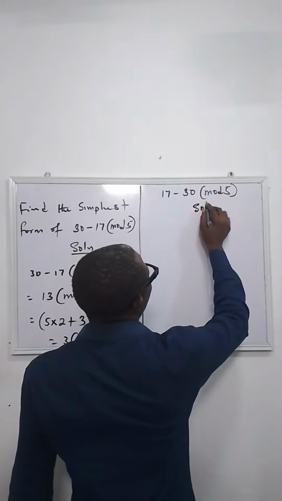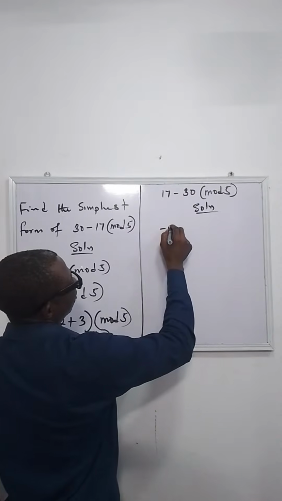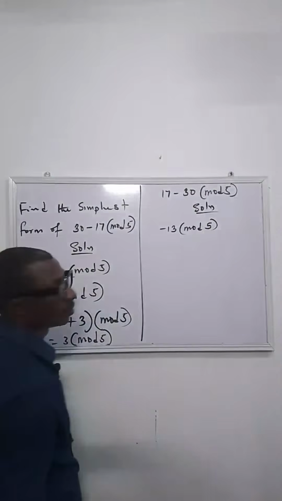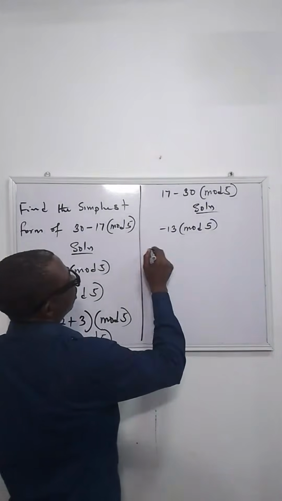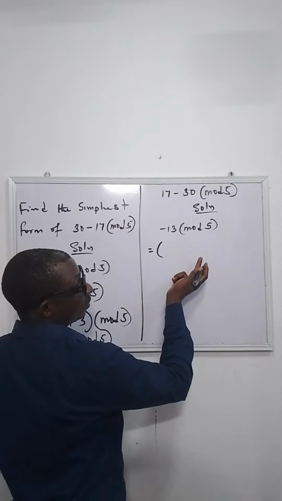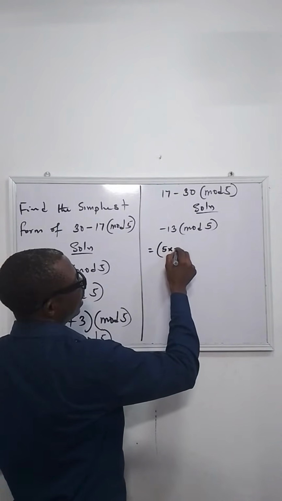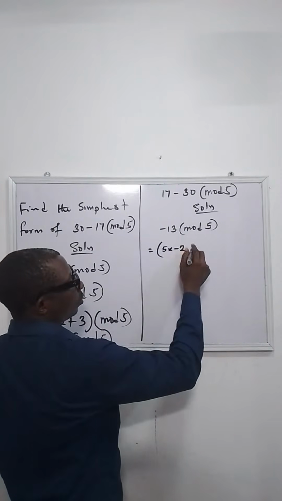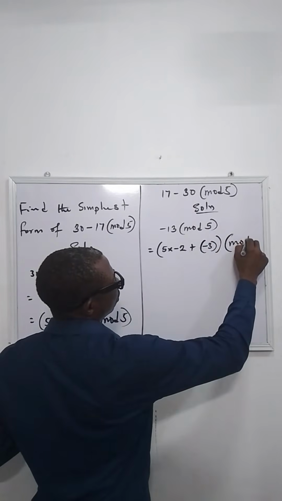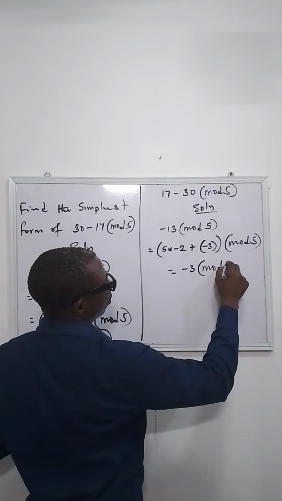Solution. So how do you do this one in the simplest form? When you subtract, this time around you're going to have negative 13, right? So in mod 5, when you divide this by 5, what do you have? You have negative 2, right? So we have 5 times negative 2. This one gives you negative 10. So that means plus negative 3, in mod 5. So you can write this as negative 3 in mod 5.